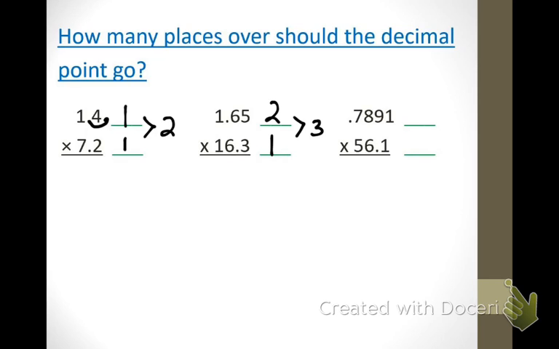Okay, Carlos, looking at the next one, 0.7891. How many places over did it move? 4. It moved 4. How about 56.1? Only 1. So together, how many total places will I move it? 5. You'll move it 5 places over, okay? So this is going to help us when we are working out the answer to know how many decimal places to move it to the left.